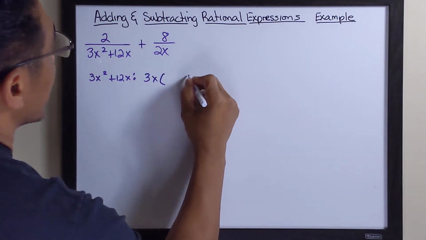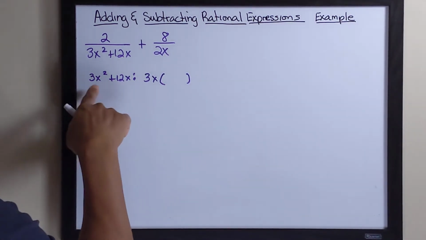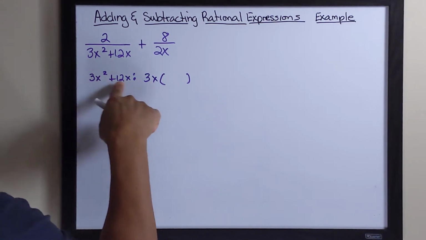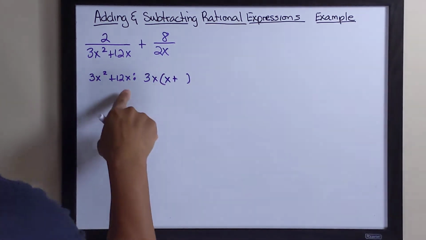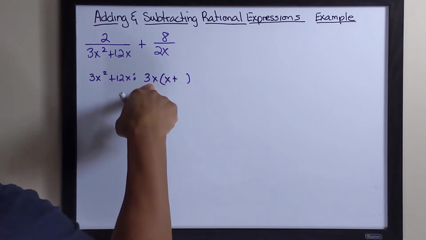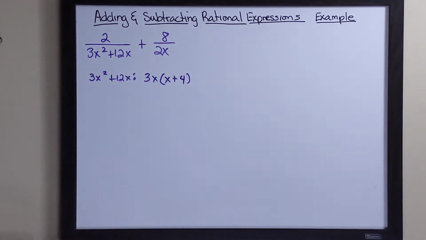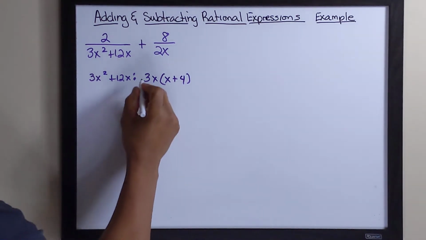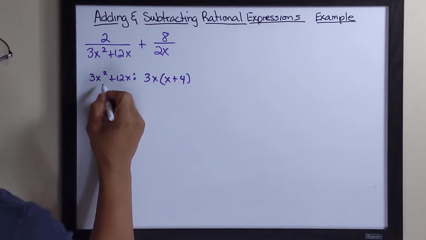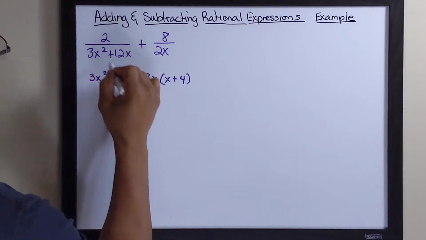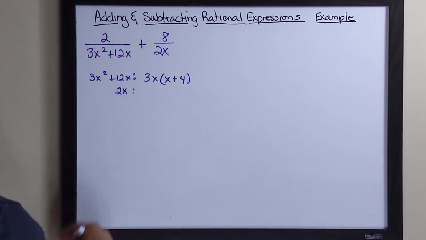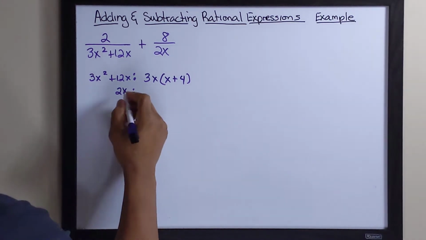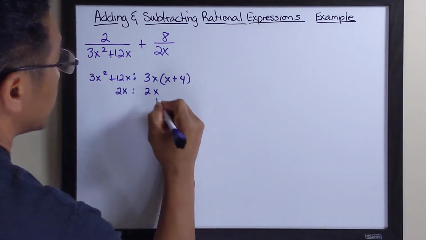Now we're going to have to write what's left. If I take this term, 3x squared divided by 3x, I'm going to be left with x, plus 12x divided by 3x is going to be 4. So now these are the factors: 3x and x plus 4 are the factors that I've broken it down to for this polynomial. Now what about 2x? Well, that's very simple to do because it's not a complex polynomial. So here it's just 2 and x.